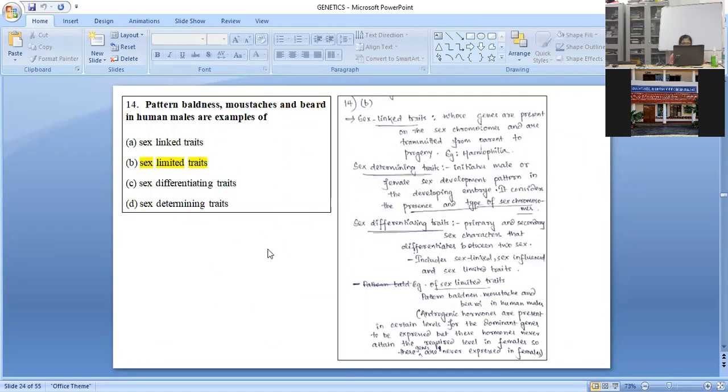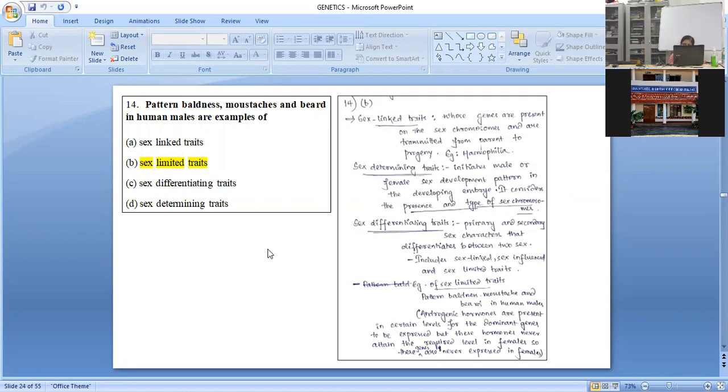Now, pattern baldness, mustaches, and beard in case of human males are example of, the options are sex-linked, sex-limited, sex-differentiated, sex-determining. First of all, let's go to the literal meaning. Pattern baldness, mustaches and beards in human males, are they found commonly in human females? No. So they are limited to a particular sex, that is male. So straight away the answer is sex-limited traits.